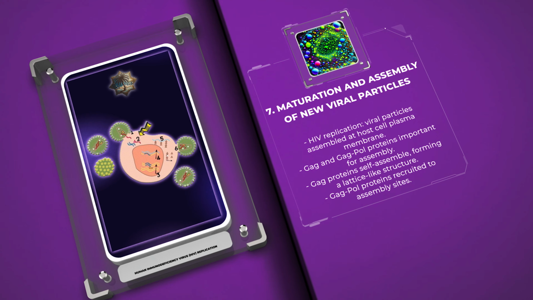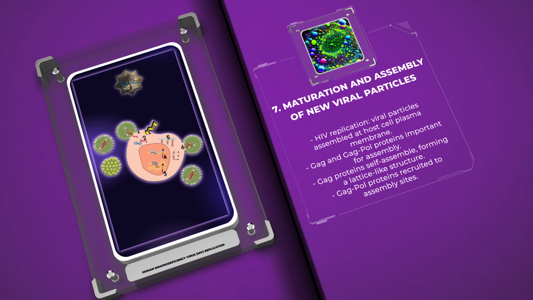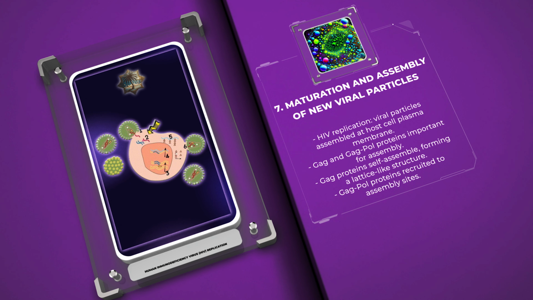During maturation, the viral protease cleaves the GAG and GAG-POL proteins, resulting in structural changes in the viral core and the release of functional proteins. This step is crucial for the infectivity of newly formed viral particles.